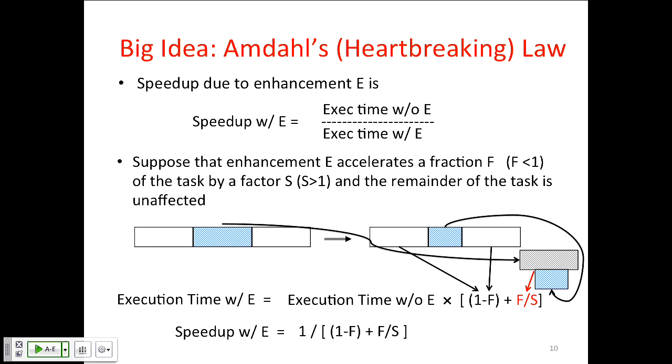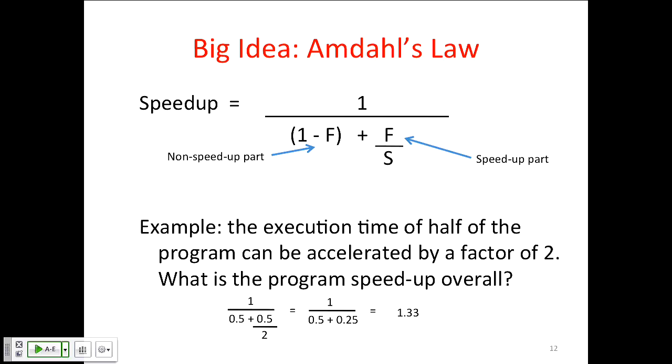And so if you divide this out, this is the expression you get for the speed up with the enhancement. Okay, so you only speed up the fraction that's amenable to parallelization. You don't speed up the rest. So the overall speed up is diluted by the piece that you didn't get to speed up. Okay, this is just restating it a bit more clearly. So the speed up is 1 over the piece you didn't speed up plus F over the S. This is the part you actually got to speed up.